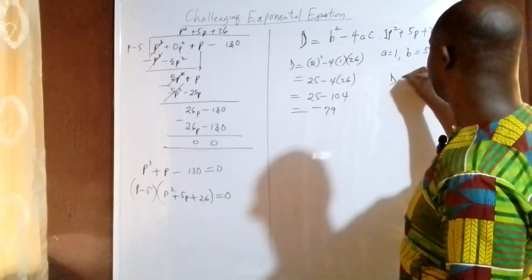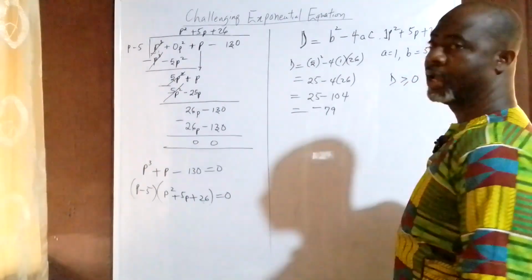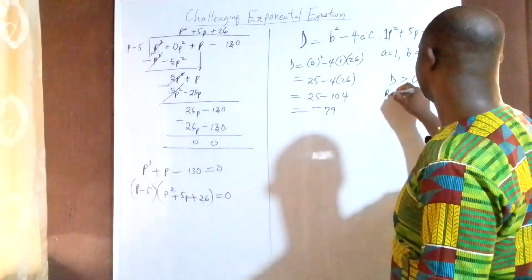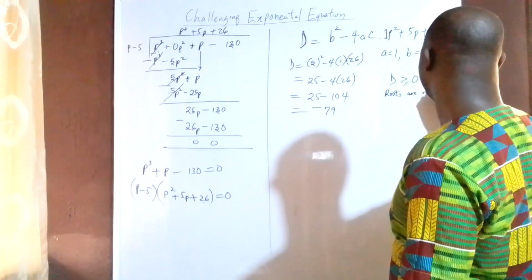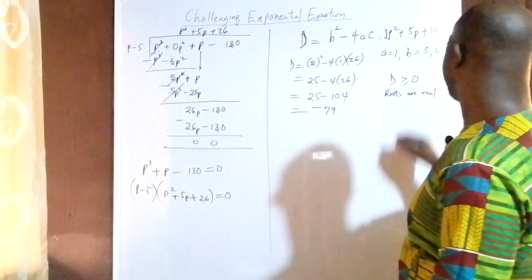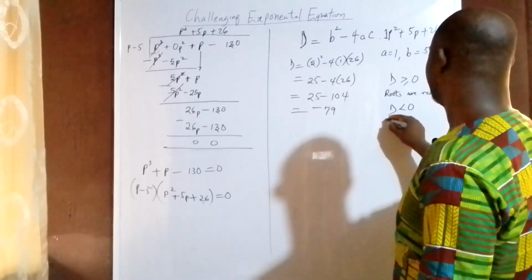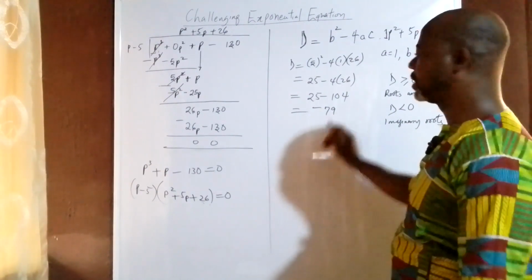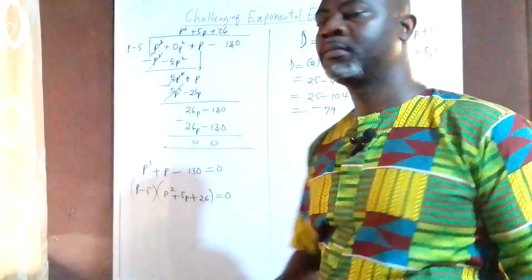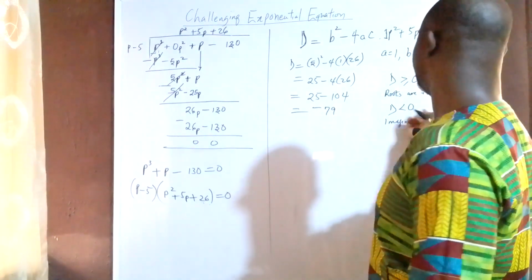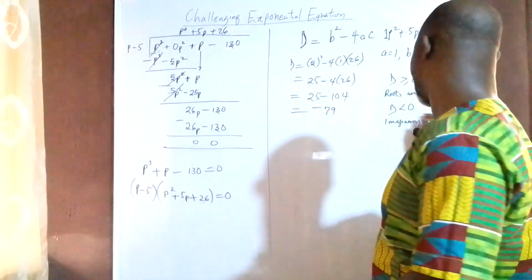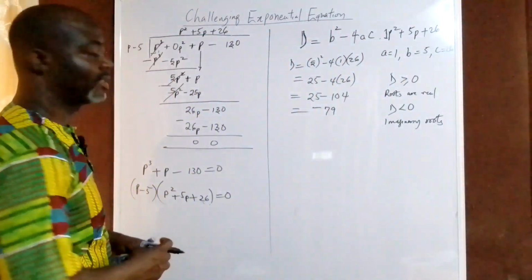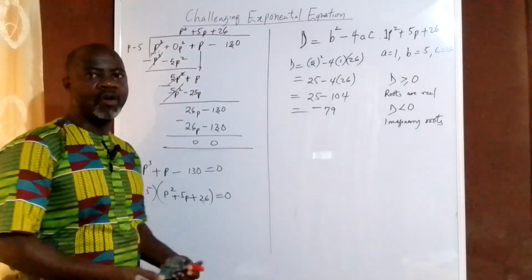And the rule is that if D is greater than or equal to 0, then there are linear factors, and the roots are real. But if D is less than 0, there will be imaginary roots. Looking at minus 79, it is not a perfect square. Therefore the imaginary root, we just leave it there, meaning that this p squared plus 5p plus 26 has no real value.